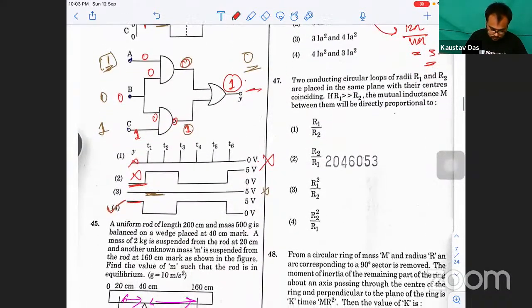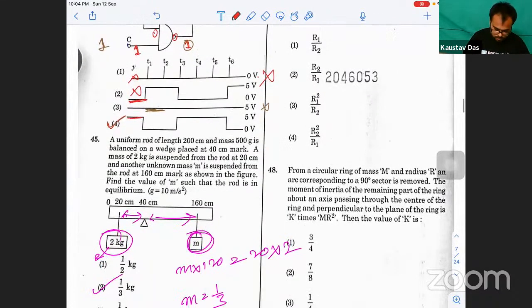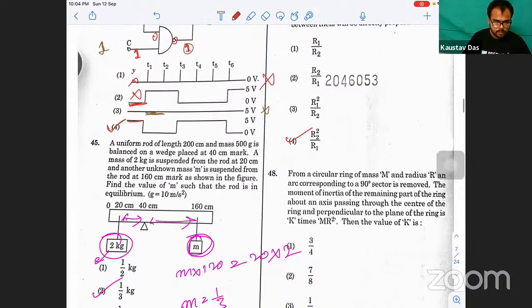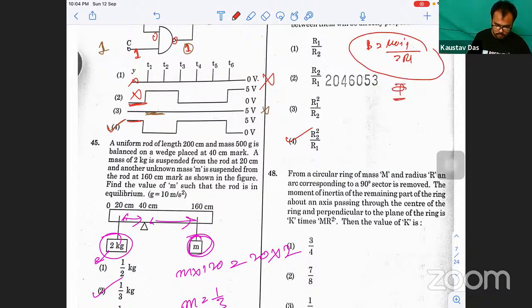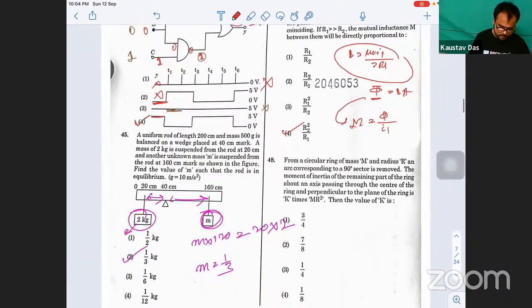Here, in question number 47, 46 is done. In 47, we have found option number 4 as the correct answer. You know the magnetic field is expressed as mu0 I1 divided by 2R1. From there you can get the value of phi, which is B dot A. And by phi you can find the mutual inductance, which is phi divided by phi1, and you get the answer R2 square by R1 square as the correct answer.